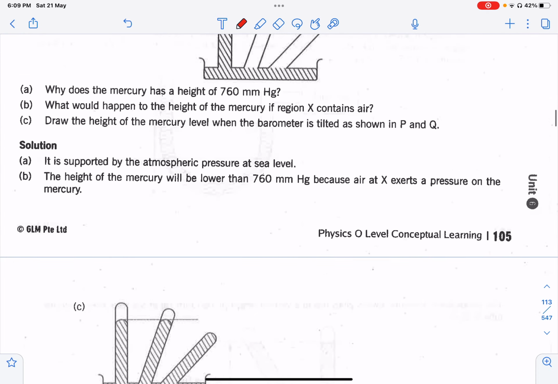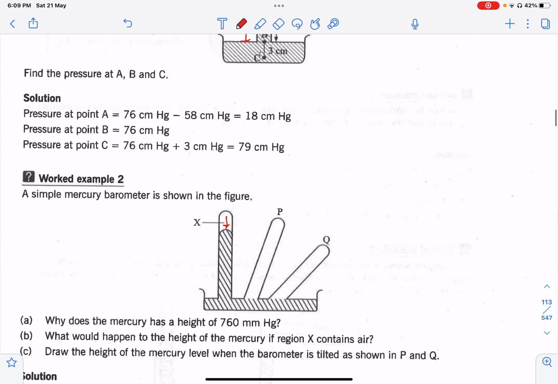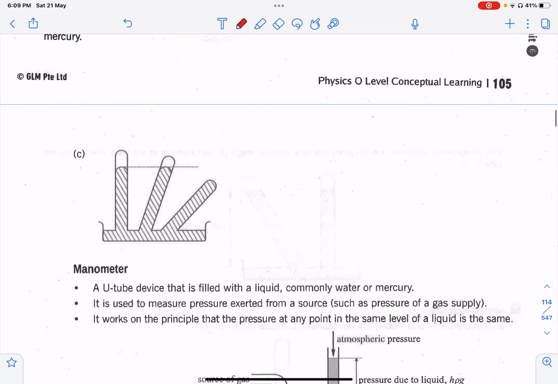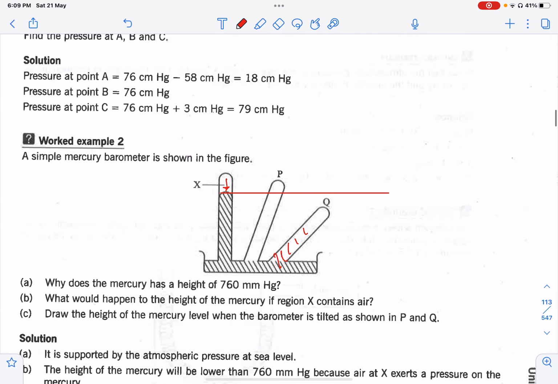Then of course, draw the height of the mercury when the barometer is tilted. What you can do is draw a horizontal line, and you will see this is where the height is. Q will not reach it, so you'll have the whole tube filled up. Okay.